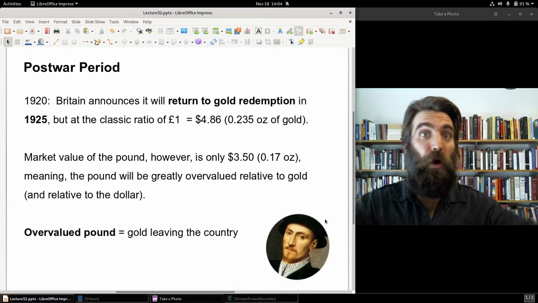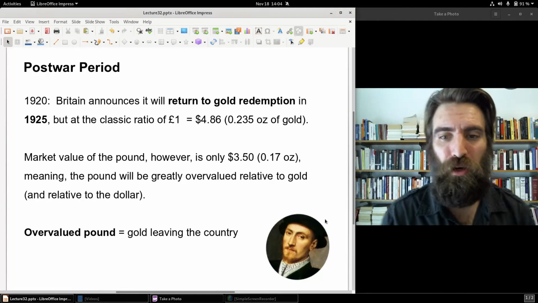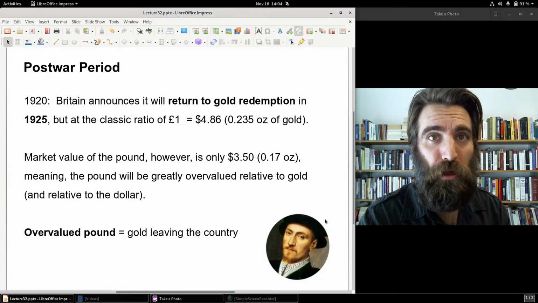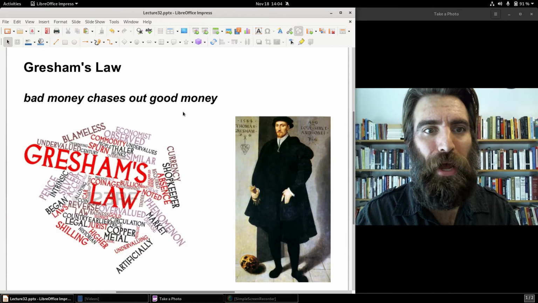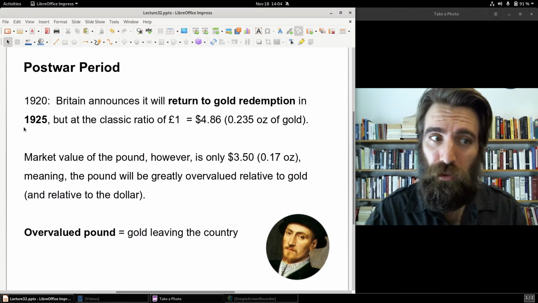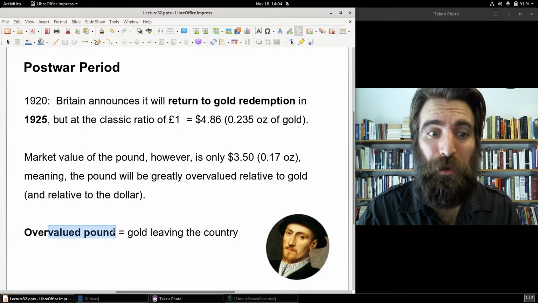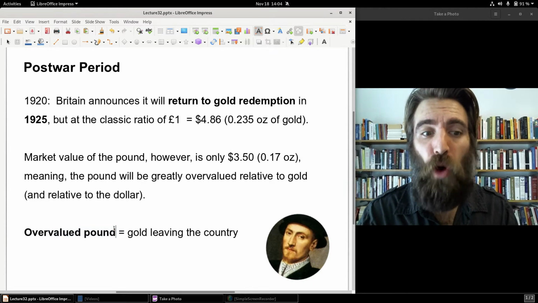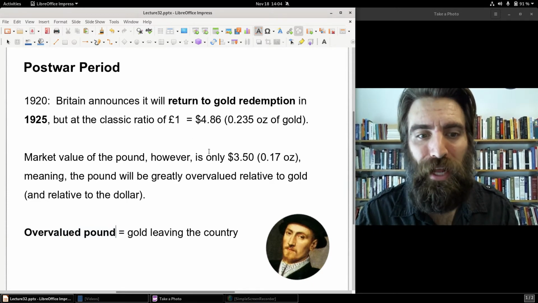What do we have here? Gresham's Law. Good old Thomas Gresham. He's back. By the way, he'll reappear before the semester is over. Thomas Gresham, you remember, bad money chases out good money. Well, if Britain goes ahead with this, at this old ratio, the British pound is the bad money because it's overvalued. It doesn't quite have this value that the British government is claiming that it has.